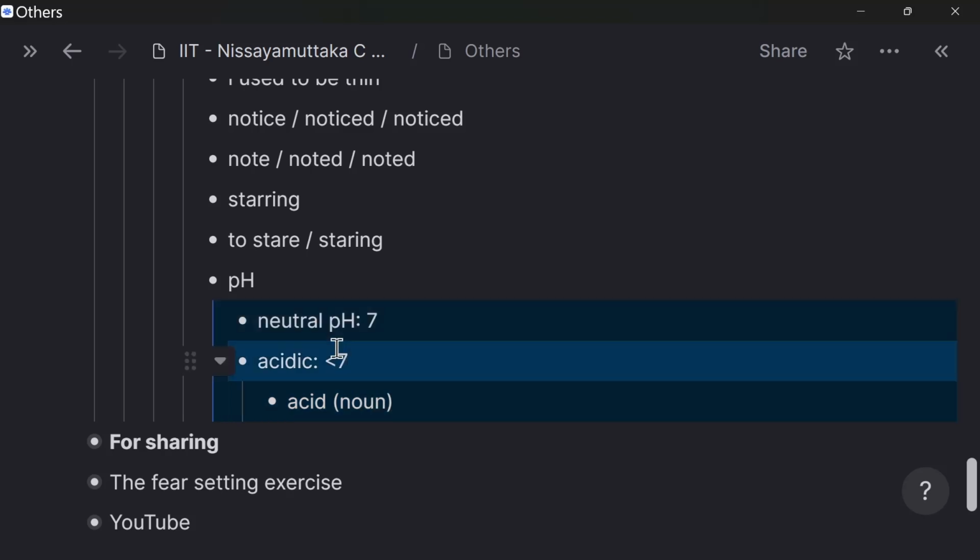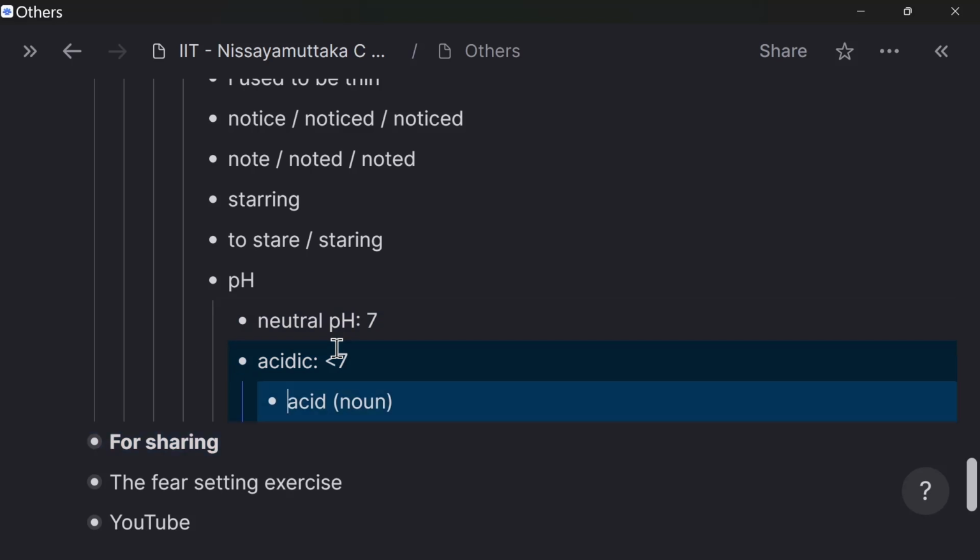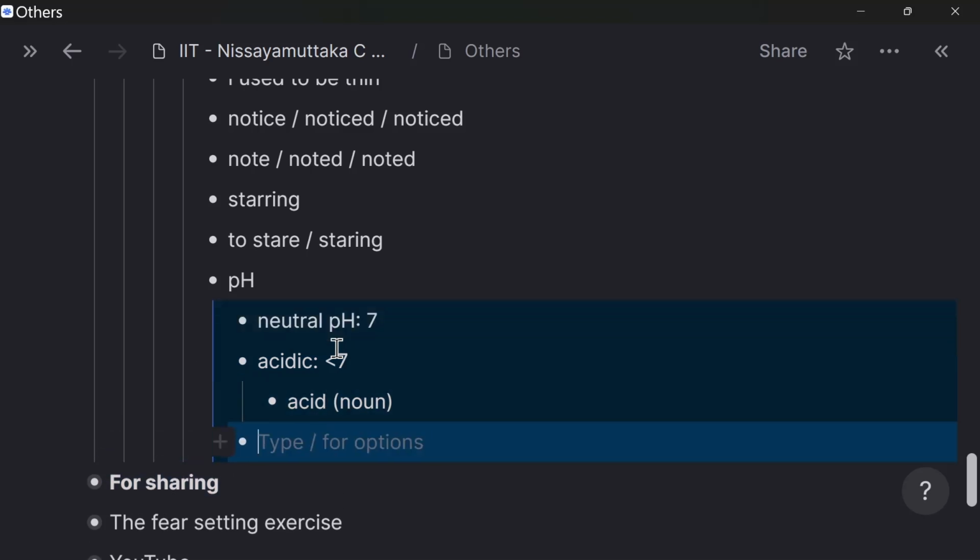So acidic. And the opposite of acidic is, I think it's basic. Is it? Do you know? Basic? You know basic? I think it's basic. In my language we say basic, but not sure in English. Then it should be more than 7, right? More than 7, like this.